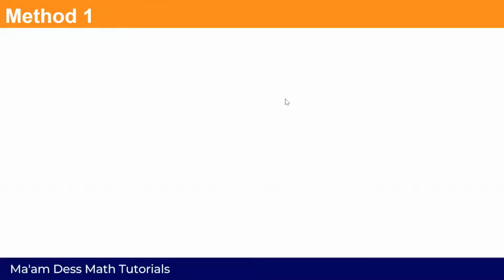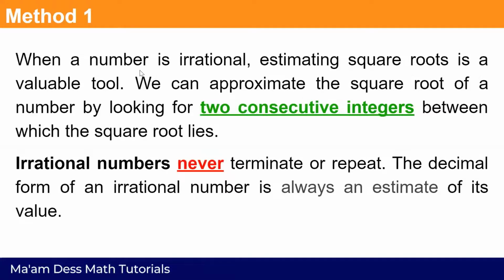So let's start with method 1. When a number is irrational, estimating square roots is a valuable tool. We can approximate the square root of a number by looking for two consecutive integers between which the square root lies. Irrational numbers never terminate or repeat. The decimal form of an irrational number is always an estimate of its value. Pag sinabi po nating two consecutive integers, yung number na magkasunod.